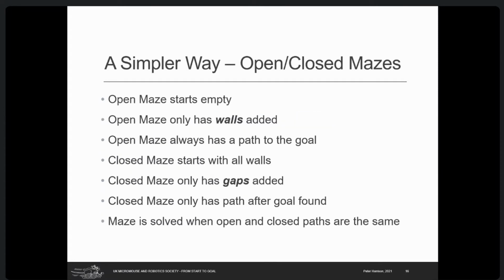So a different way of looking at it is to consider that you record 2 mazes, an open maze and a closed maze. The open maze begins with no walls in it at all, except of course for the boundary. Whenever you find a wall, you add it to the open maze. So the open maze gradually gets more and more walls as the explore goes on. Note that the open maze always has a path to the goal if there is one. It's optimistic.